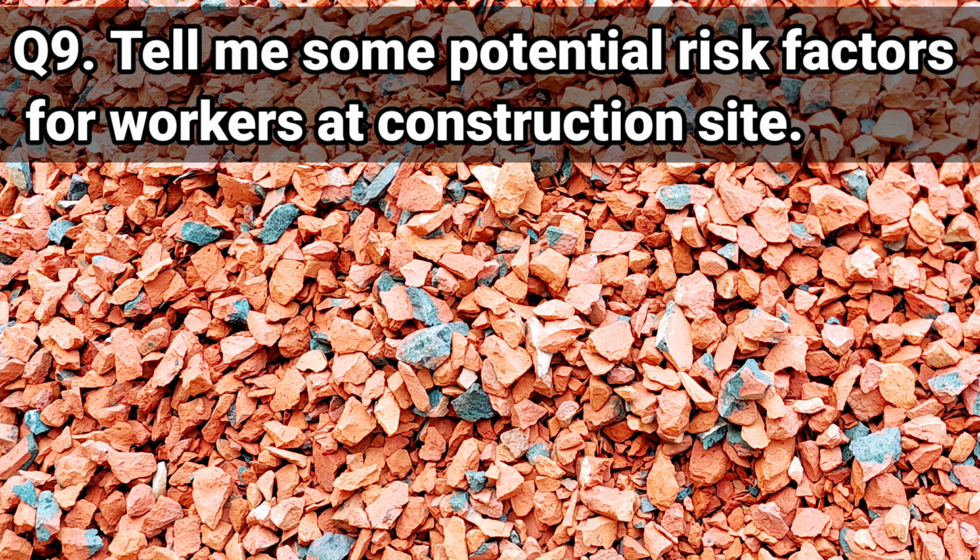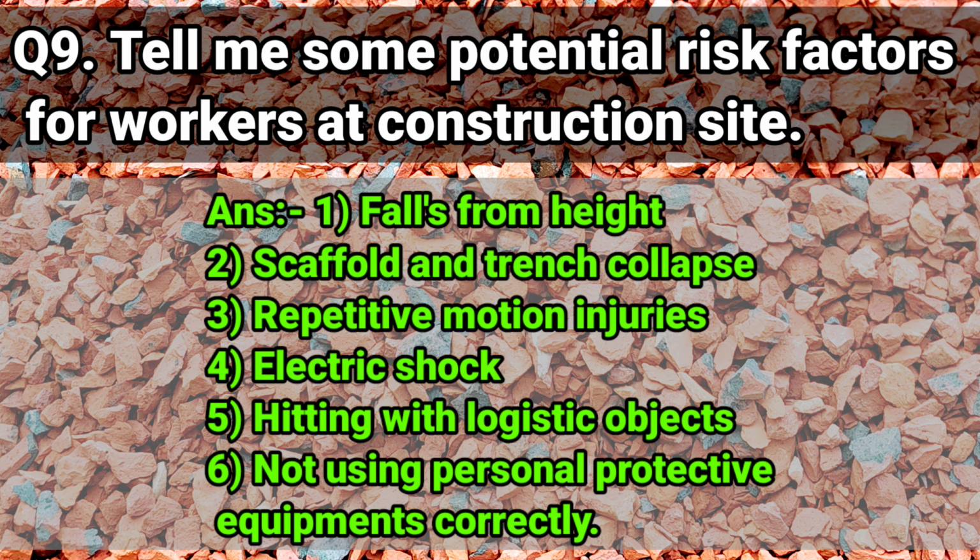Tell me some potential risk factors for workers at construction site. Number 1, falls from height. Number 2, scaffold and trench collapse. Number 3, repetitive motion injuries. Number 4, electric shock. Number 5, being hit by logistic objects. Number 6, not using personal protective equipment correctly.